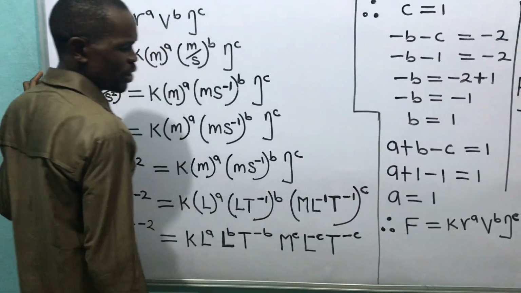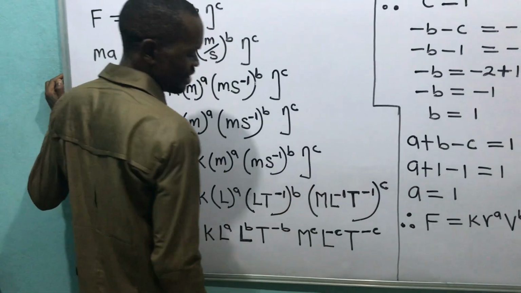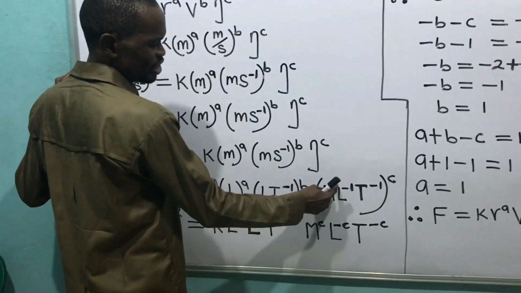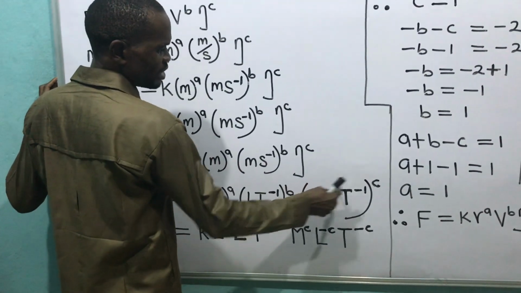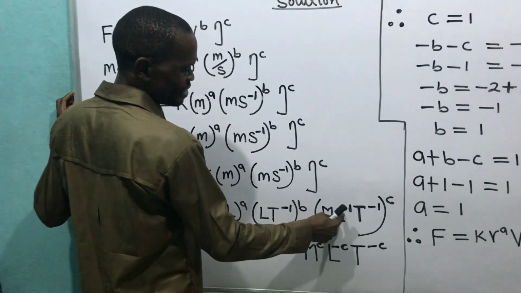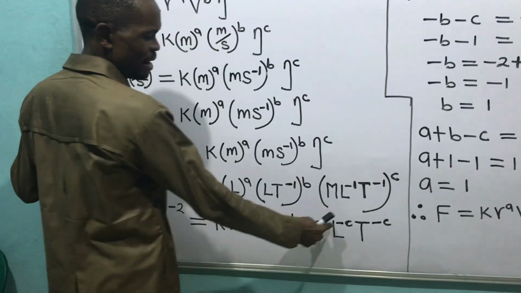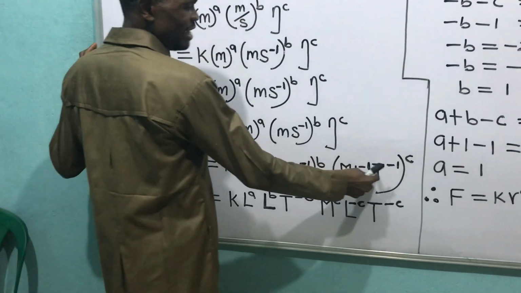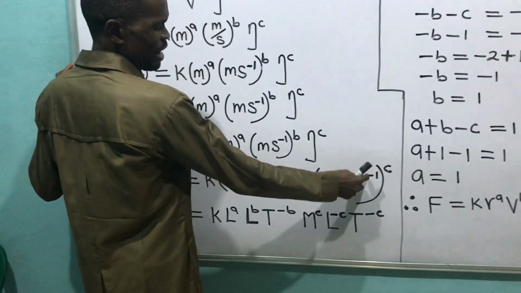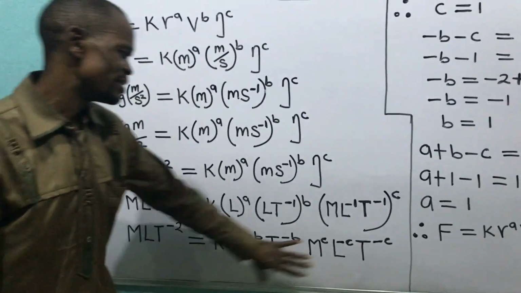Coming here as well, this power will multiply every power of the values here. M here is raised to power 1, and 1 times C will give me M raised to power C. Here L is raised to power minus 1, and minus 1 times C will give me minus C. And T is raised to power minus 1. Minus 1 times C will give me minus C. That's how we get it.